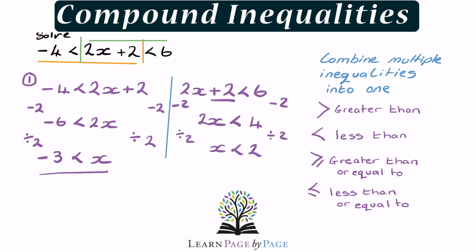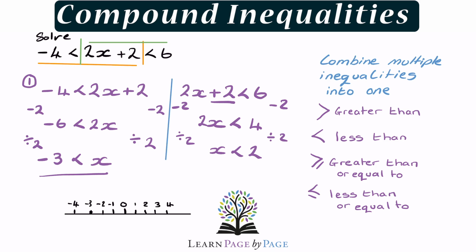Now, often in a question like this, you might be able to show your solution on a number line. So you would draw yourself a number line, the values you're dealing with, -3 and +2. So let's go from -4 to +4. And they are telling us that x is greater than -3. And because the inequality sign does not include -3, we're going to draw a hollow circle.